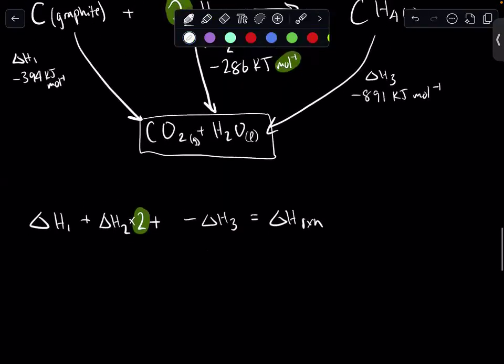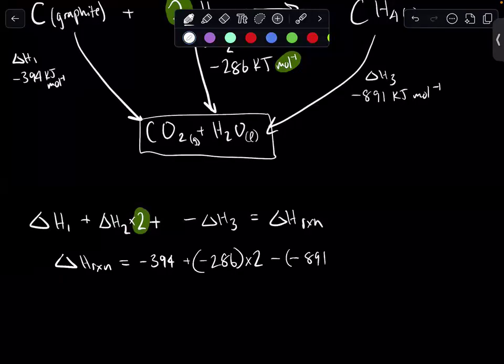All right, so there we have it. Our delta H of reaction is this, so I'm going to just rewrite it on the side. Delta H1 is minus 394. Then we're going to take delta H2, plus negative 286 times 2. And we're going to subtract negative 891. And we get a sum for our delta H of reaction as negative 75 kilojoules per mole.